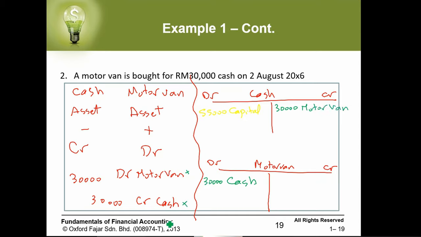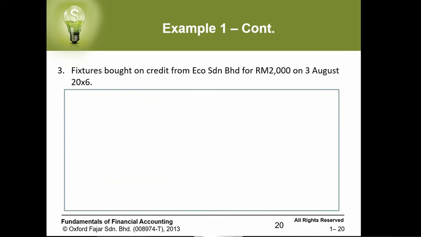So like this, we post the other side of the transaction. Let's go to the third part of that transaction. Fixtures bought on credit from Echo SDM PhD for 2000. First, what are the two accounts involved? Fixtures and accounts payable. So we have fixtures, and they bought on credit, so it's accounts payable, or as I said earlier, we can use the company name.